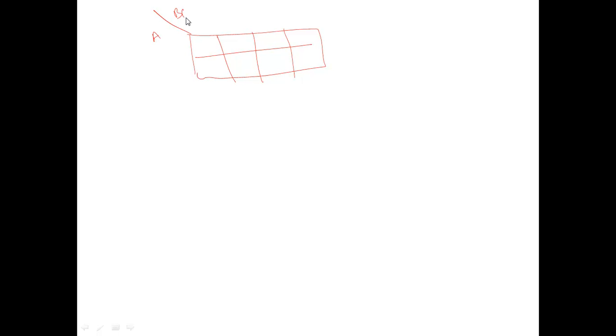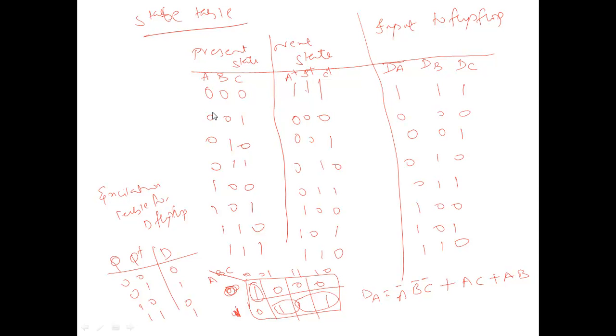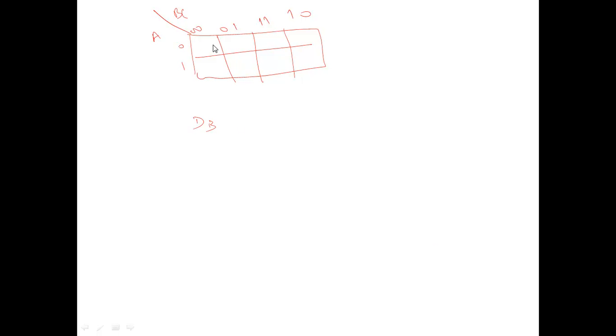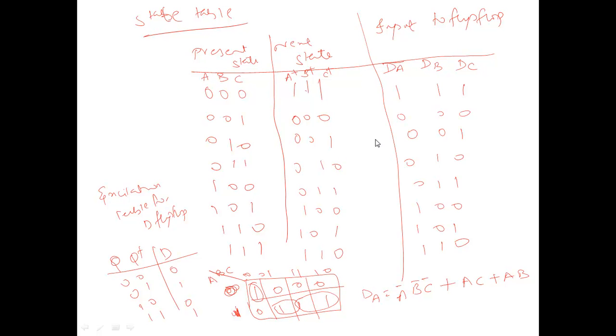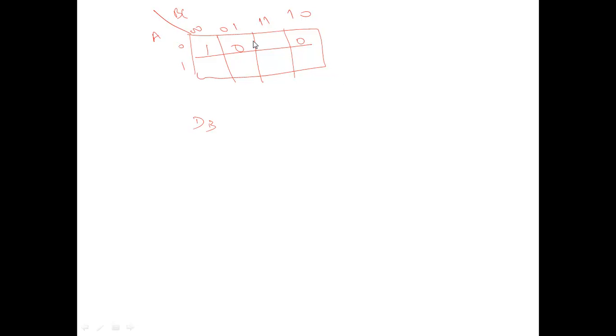A, B, C, 0, 0, 0, 1, 1, 1, 1, 0, 0, 1, 1 for DB. Now you see DB, what is the order? 1, 0, 0, 1, 1, 0, 0, 1. So I am writing it directly: 1, 0, 0, 1, 1, 0, 0, 1.